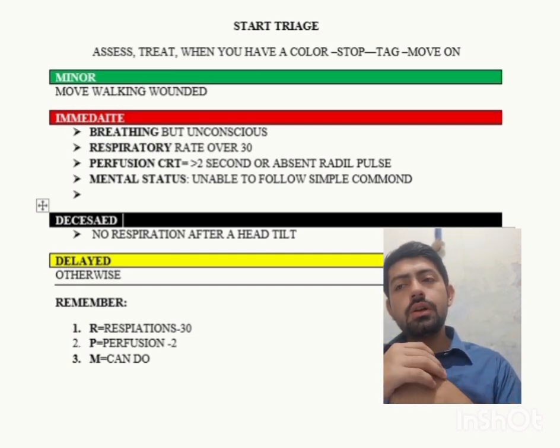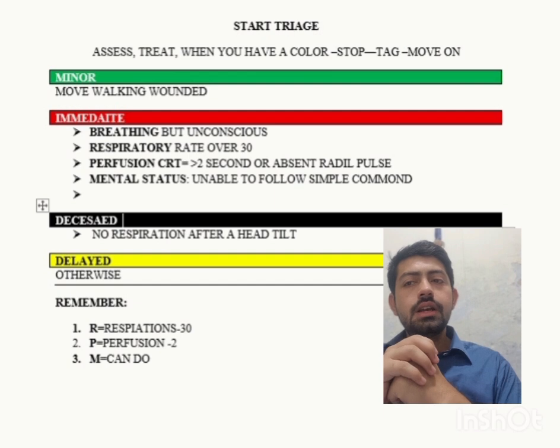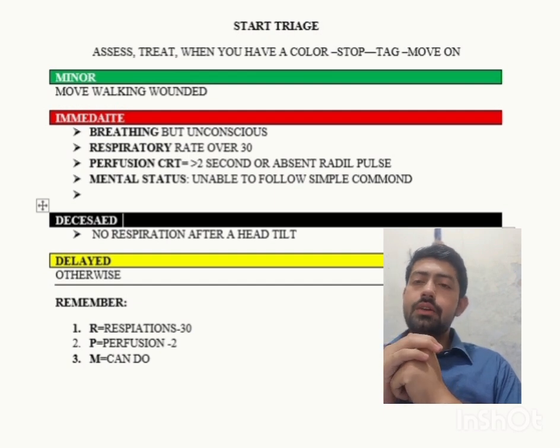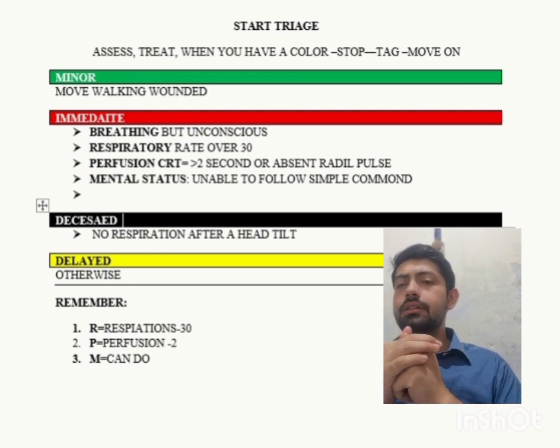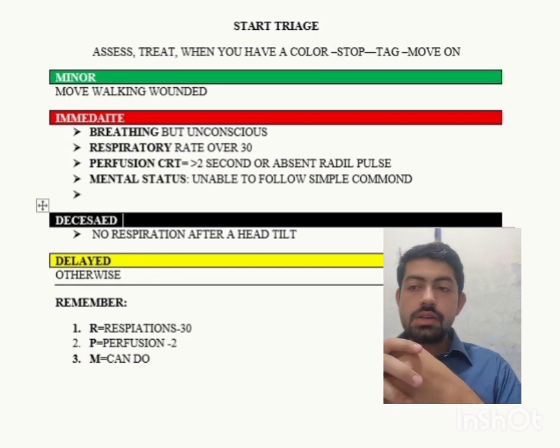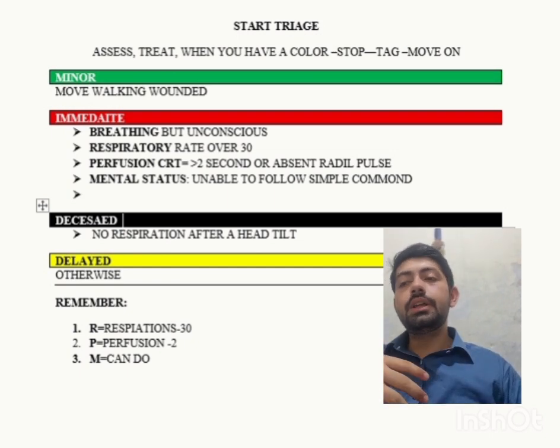Yellow tag is delayed. Yellow tag patients are seriously injured but stable enough to wait, not for very long, but they can wait, for example those with stable fractures, moderate injuries, and controlled breathing.